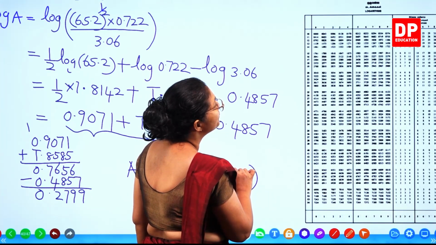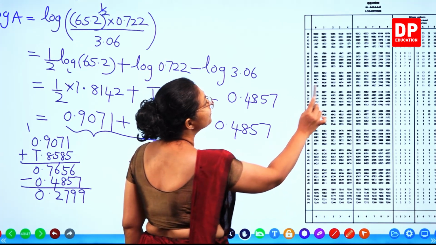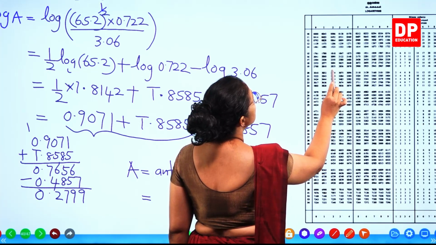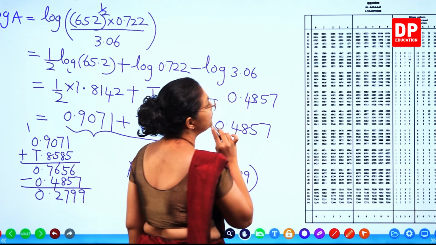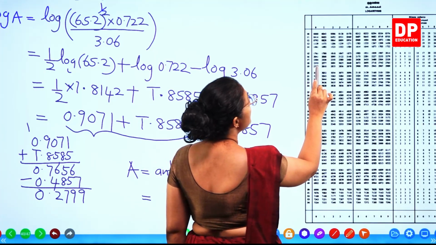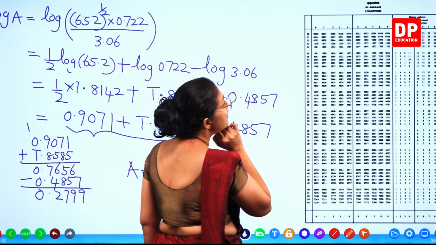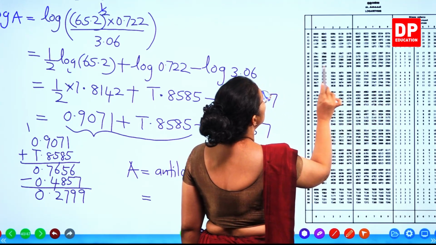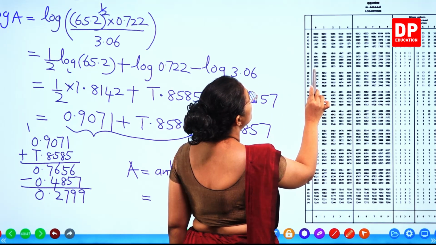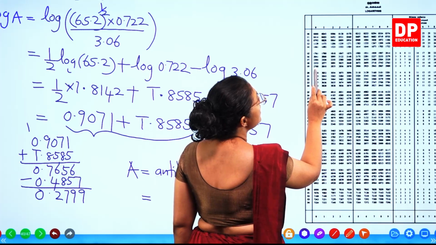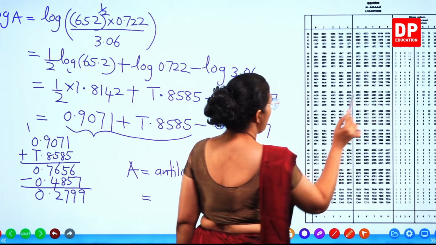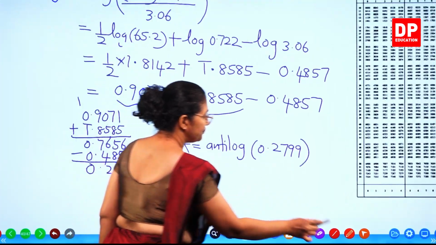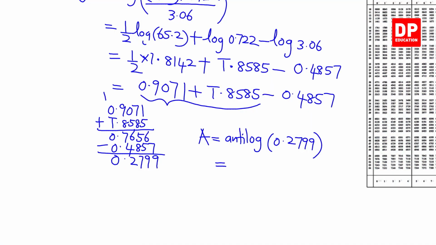2799. 2788 is there. So we need another 11. So 11 from here, 5. So 1905. So table value is 1905.